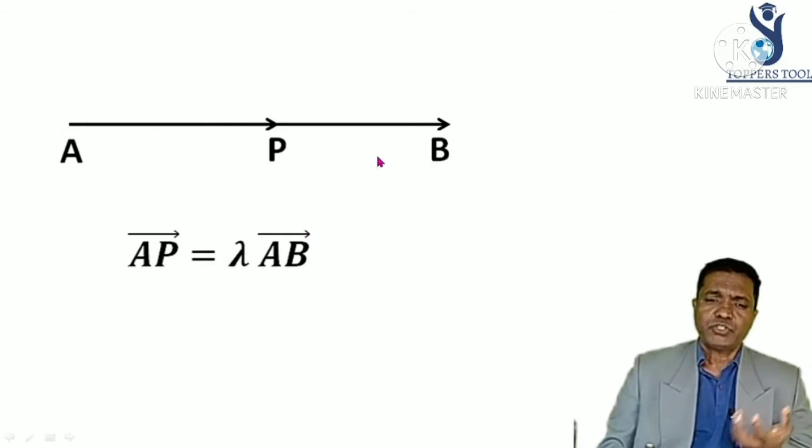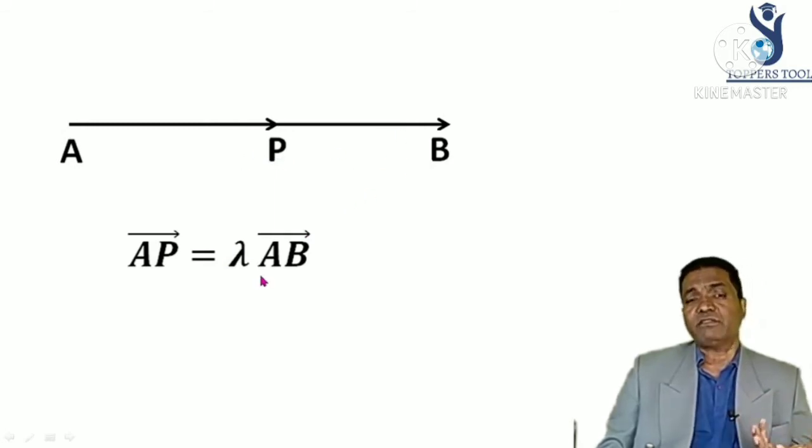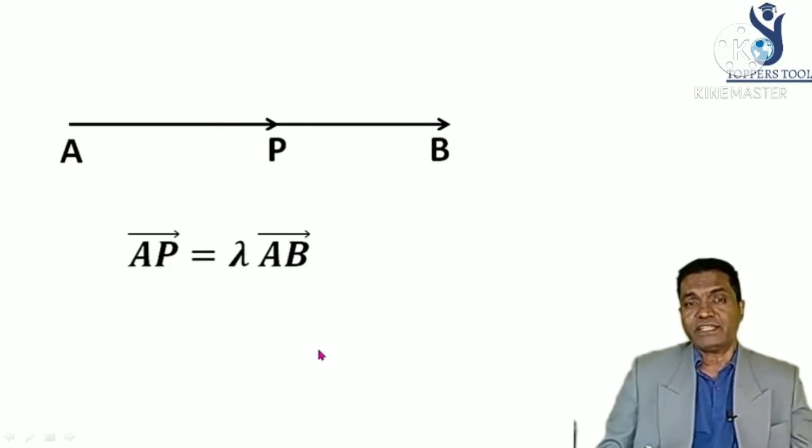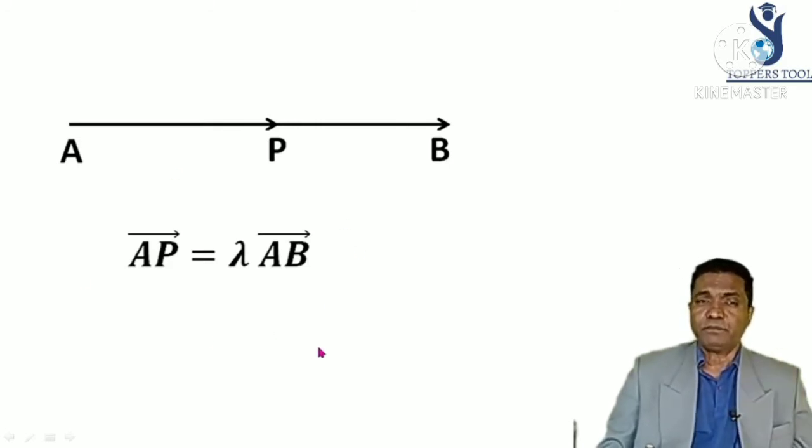It's maybe shorter than AB. It can be half of AB. So lambda can be half. Okay, so in this way, if two vectors are on the same line, or if they are collinear, then also you can express one vector in terms of another vector. So this will be used in the second theorem, or second type of proof.